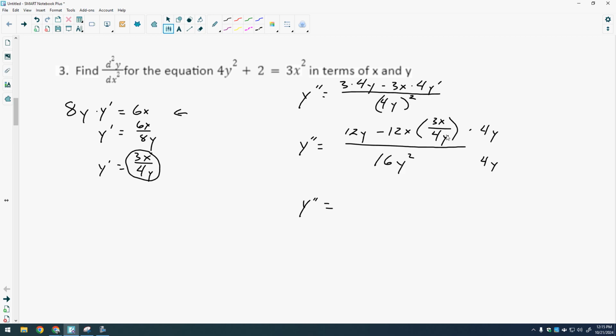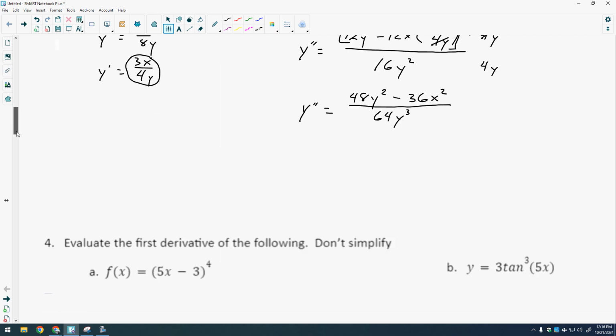So I have this 3x over 4y. I'm going to multiply top and bottom by the 4y so that this fraction goes away. This is being distributed to the entire top. 12 times 4 is 48. y times y is y squared. 4y goes away. 3 times 12 is 36. x times x is x squared. On bottom, 16 times 4 is 64. I have y squared times y, which gives me y cubed. Phew. Question 3 was a doozy.